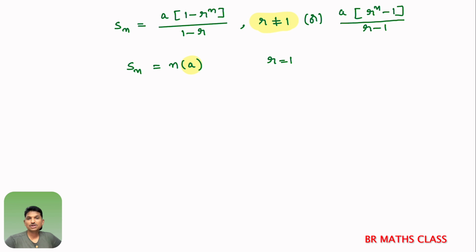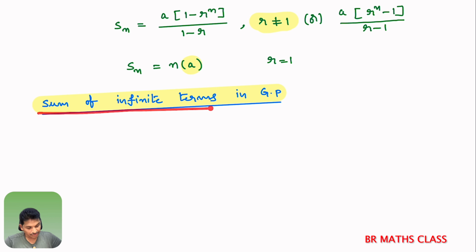Here, one important point is also there, that is, sum of infinite terms in geometric progression. Infinite terms, try to understand. Sum of infinite terms is infinite only, no? Then why this case came? When r value is less than 1, I'll discuss those things, I'll write here.